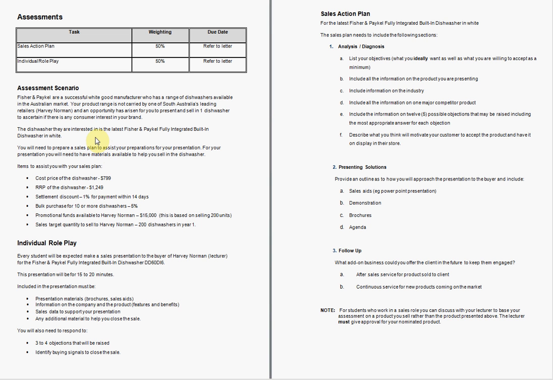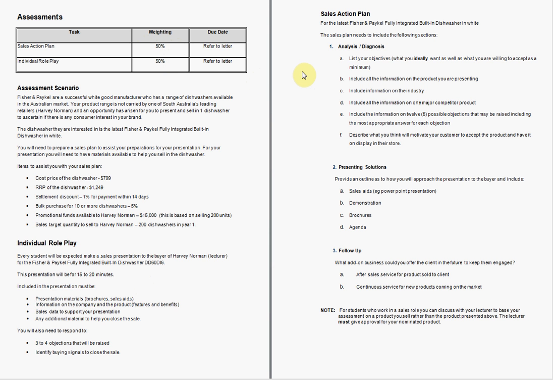Today I'm going to be talking about the assessment for the Sales 1 course, and I'm going to start off by talking about the sales action plan. As you're aware, the assessment is divided into two sections: the action plan, which is worth 50% of the assessment, and the individual role play. A separate video will be talking about the role play.